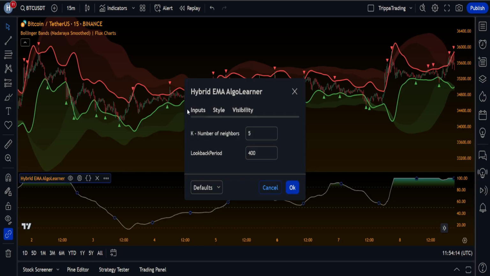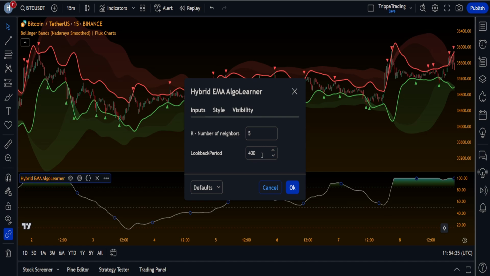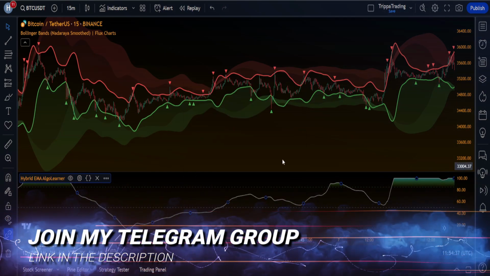In the indicator's inputs, two parameters can be adjusted: the number of neighbors and the look-back period. The look-back period affects how fast the indicator reacts to price changes. For example, if we set this value to 200, we can see that the line becomes faster. I recommend keeping the settings default for this trading strategy. However, you can tweak the inputs to find the most appropriate settings for each time frame and market.